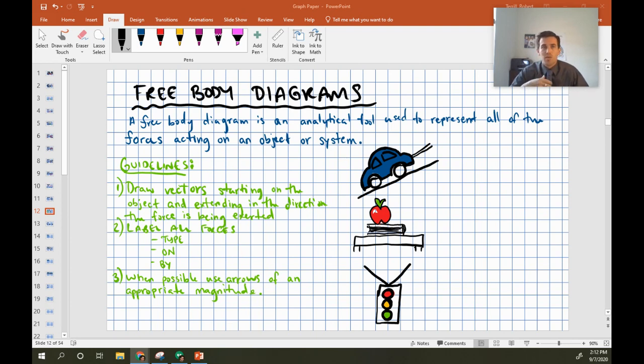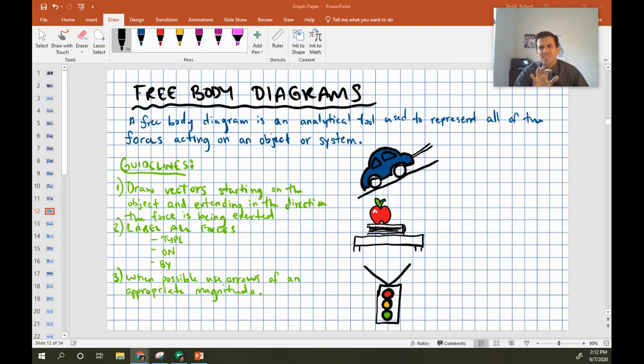And then you need to make sure that you label all of your forces. And right now we're going to be very, very careful with our labeling. We're going to say what type it is, whether it's a contact force or a field force. We're going to say what the force is acting on and where the force is coming from, like it's by Earth or by a rope or something like that.